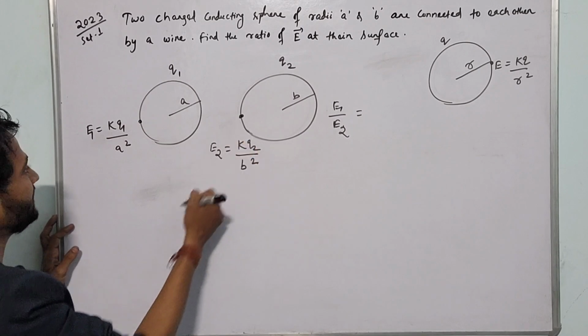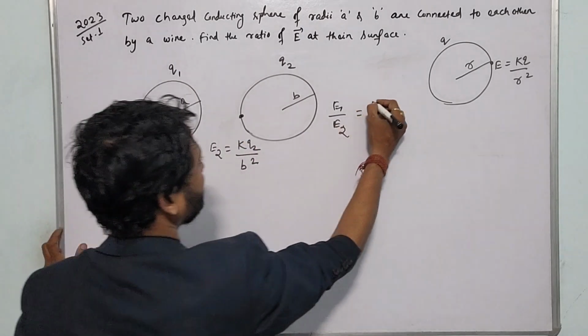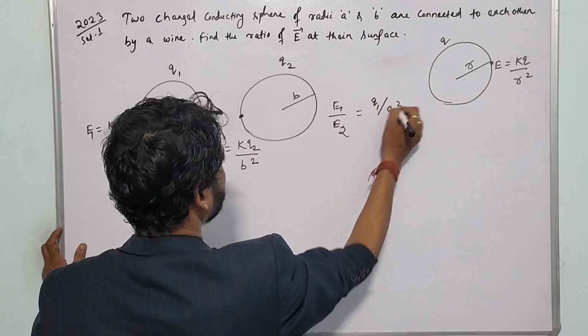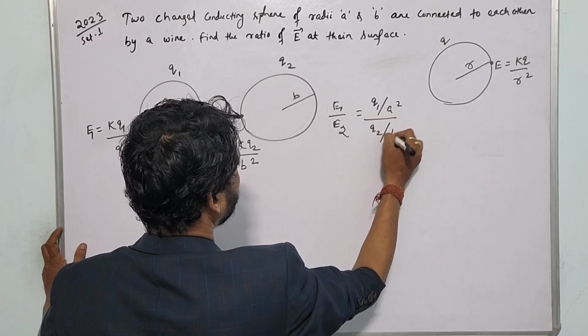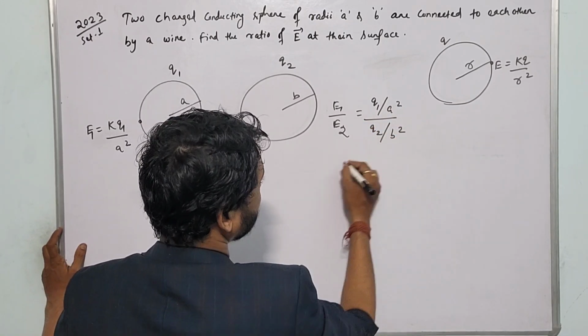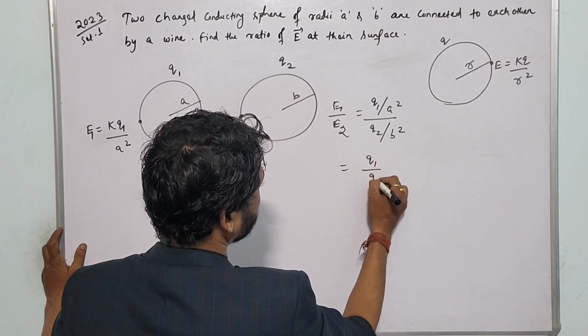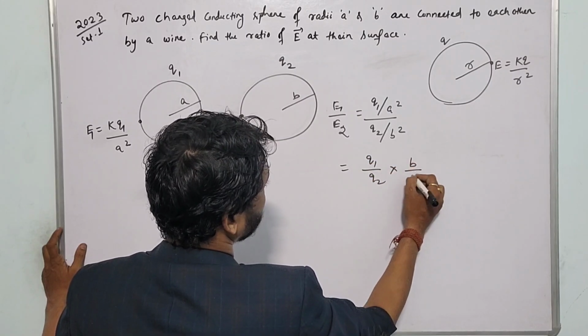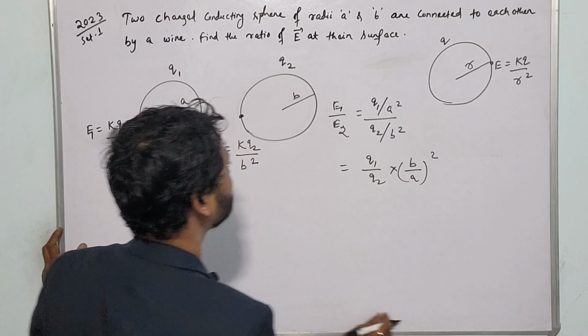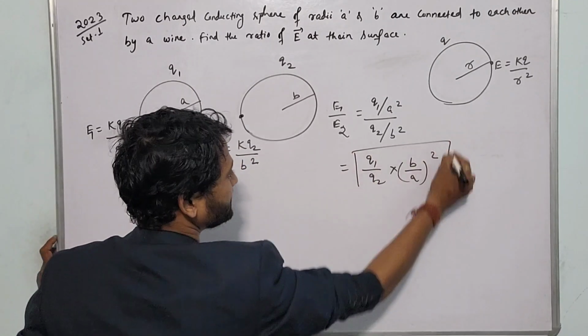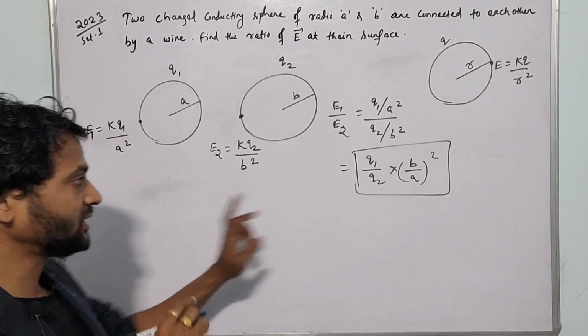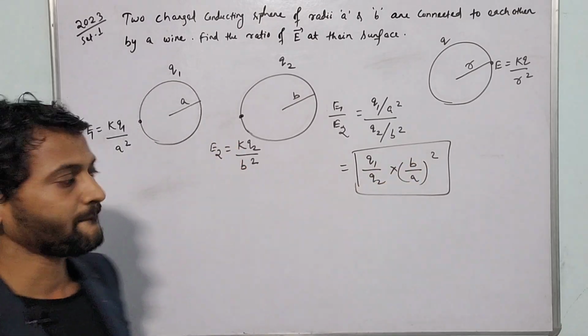E1 by E2, kk will be cancelled. So it will be q1 by a square upon q2 by b square. So it will be q1 upon q2 into b by a whole square, right? So this is your answer. But you need to get the answer in terms of b and a.